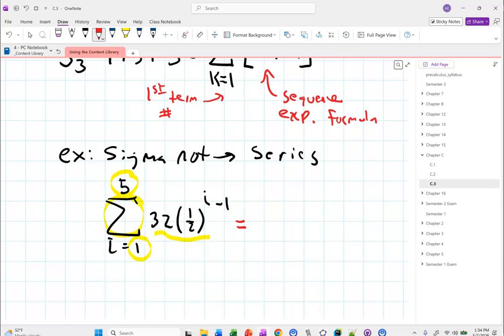So this is telling us we're adding up the first through the 5th terms of the sequence 32 times 1/2 to the i minus 1. So for me to write the series, I need to plug 1, 2, 3, 4, and 5 into that formula and put the plus signs in.